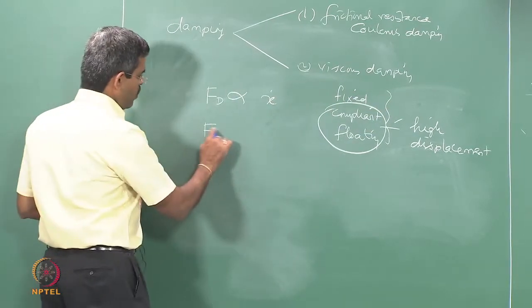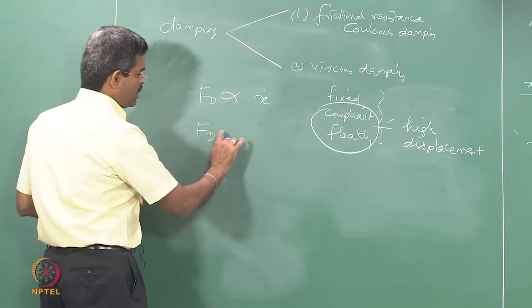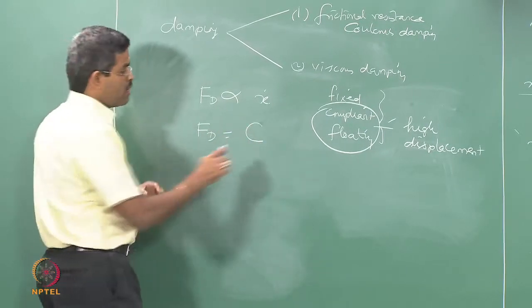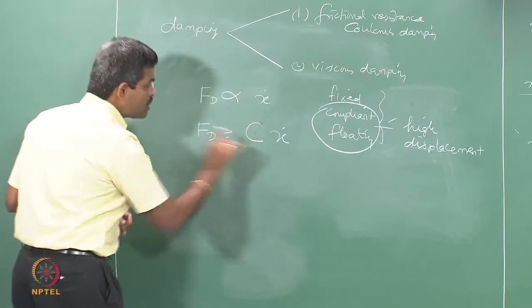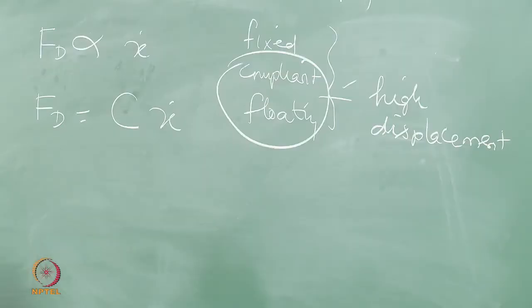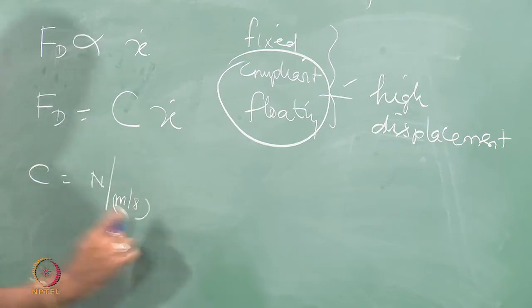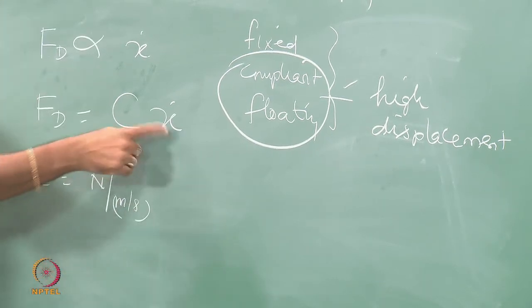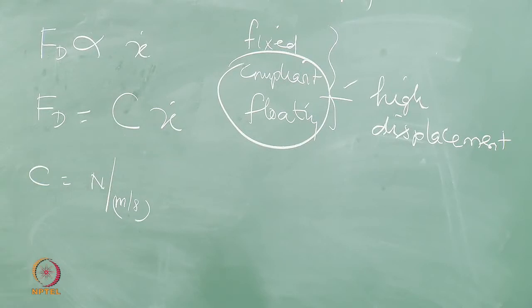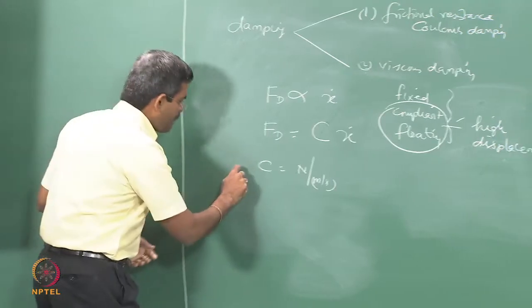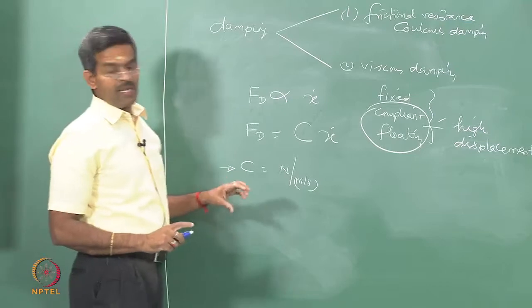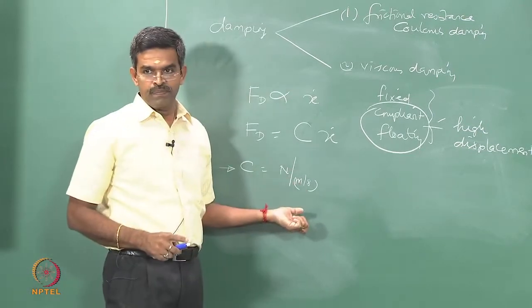Now, this damping force has a constant of proportionality equal to some constant C times x dot. We call this C the damping coefficient. The damping coefficient will have units of Newton per meter per second, because the force is expressed in Newton and velocity is meter per second. That is why we say the damping coefficient C will have a unit in SI of Newton per meter per second.